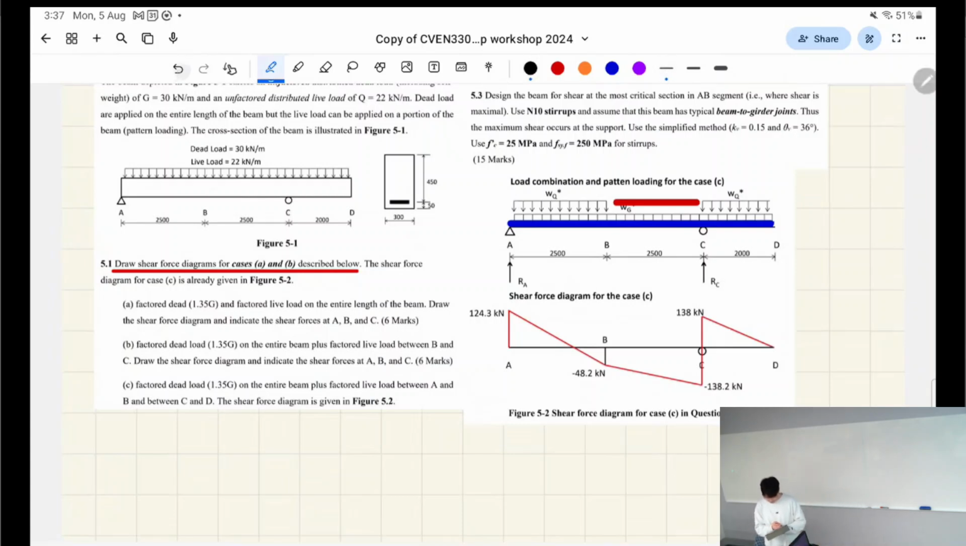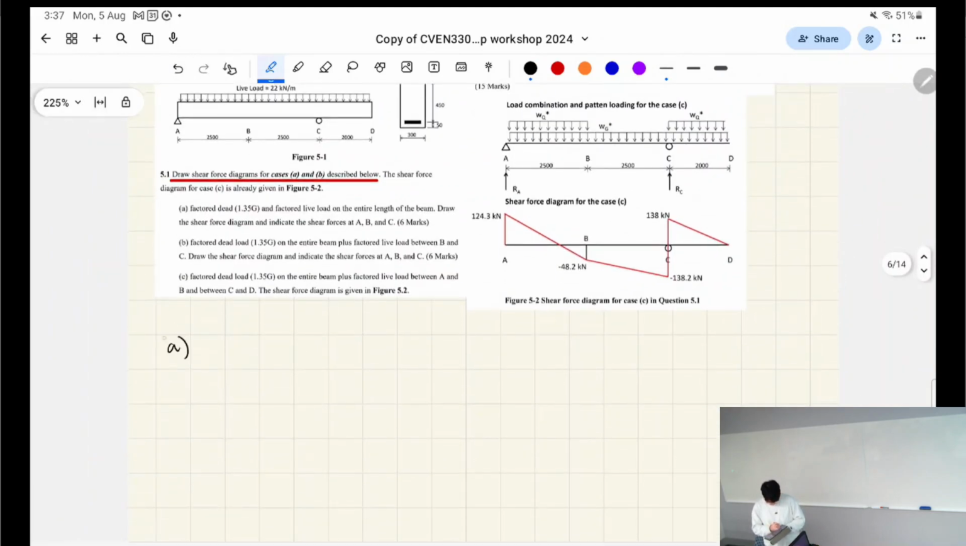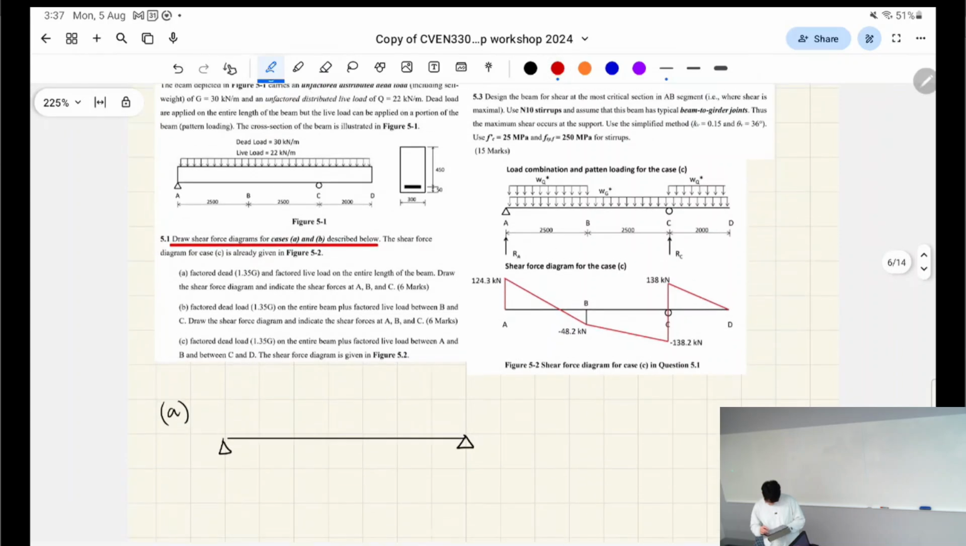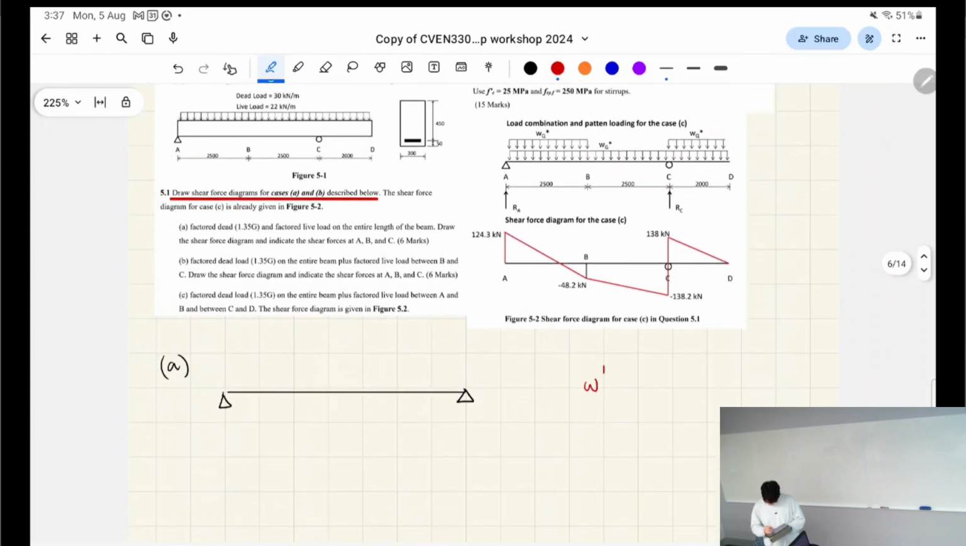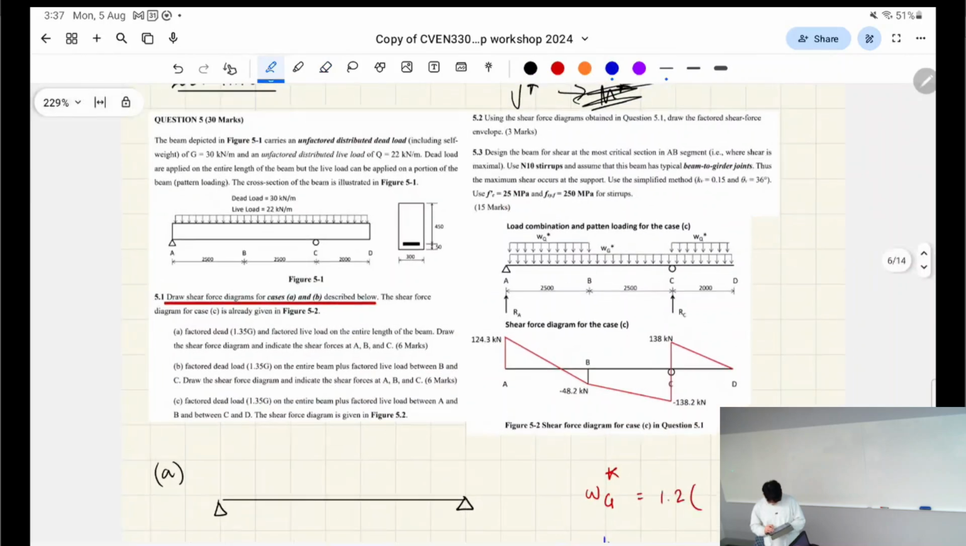Okay, why is this important? Well, you'll see when we do it. So let's do case A. It's going to look like this. We're going to use the factor for dead load and live load, like this. I think I just swapped the colors, but ignore that. Okay, all these numbers, 30 and 22.